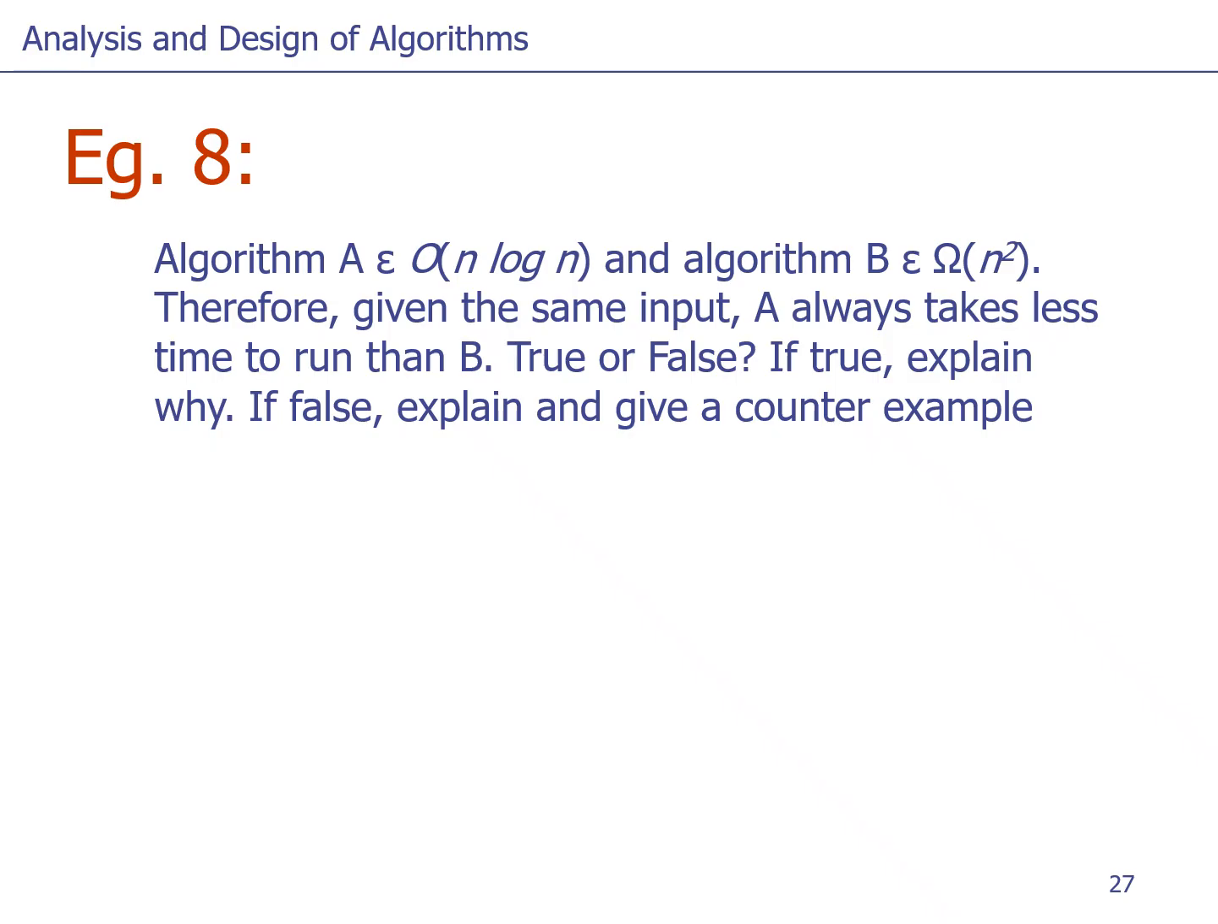Algorithm B is in omega of n squared. So the worst case for algorithm A is n log n. Now the best case has to be better than that because this is the worst case. I'm not told what is omega for A. And I'm told that the best case for algorithm B, the omega, is n squared. That's the best case. But I'm not told what is its worst case.